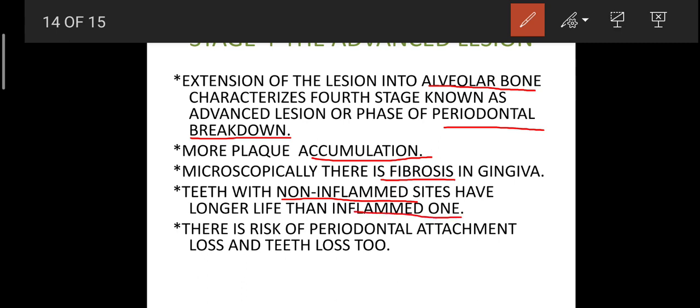Okay, there is risk of periodontal attachment loss or loss of teeth too. So it's a risky stage, and there is risk of periodontal attachment loss. It means the gingiva can detach, or loss of teeth can also occur. Gingival recession occurs, then the teeth become mobile slowly, and slowly you can lose the teeth.